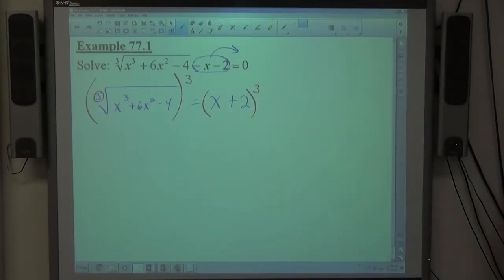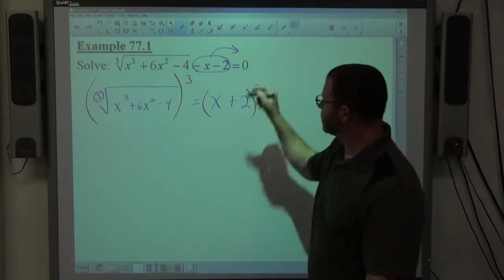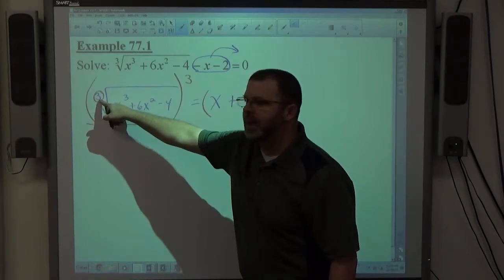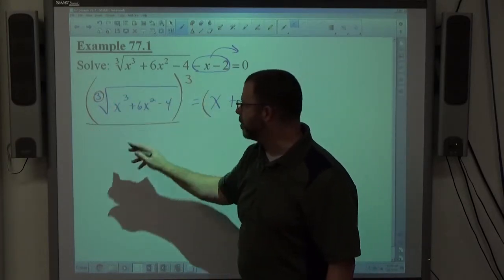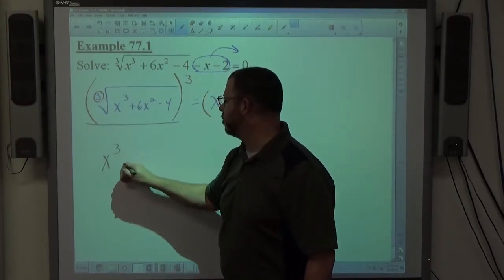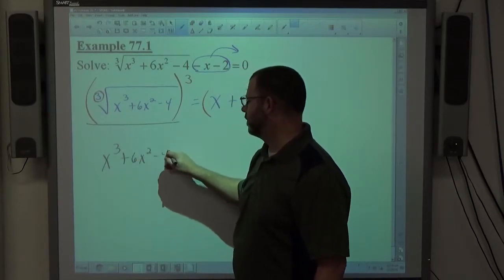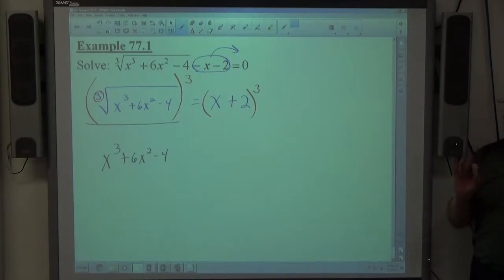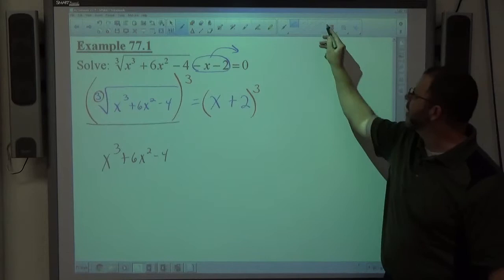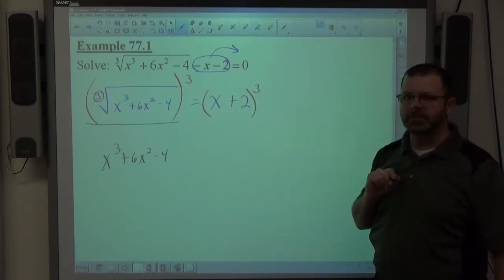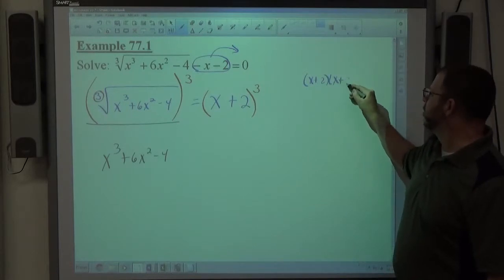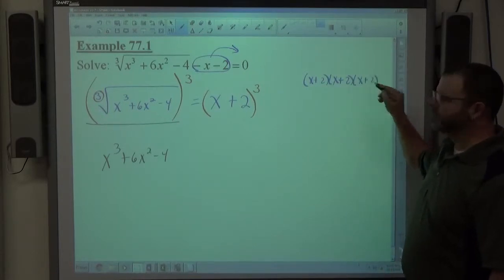Now, left-hand side, easy. If you take a radical with whatever index it has and raise it to the exact same root, all that happens is the radical disappears. So x cubed plus 6x squared minus 4. So again, that side's easy. The right-hand side, be careful, it is x plus 2 of binomials to the third power. That does not mean x cubed plus 8. It means x plus 2, which is being multiplied by x plus 2, which is being multiplied by x plus 2.